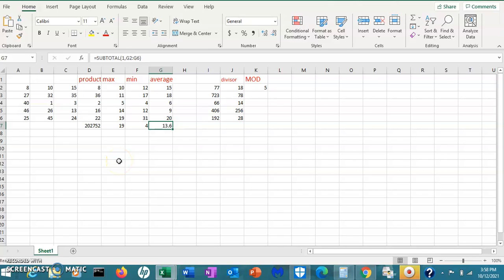So today we're going to go over two formulas, which is the average formula and the MOD formula. So we're going to start with the MOD formula. As you can see, it's saying I2 divided by J2. Now when you divide 77 divided by 18, you get a number. So for example, 4 times 18 is 72. And what the MOD function does is provide you with the remainder.